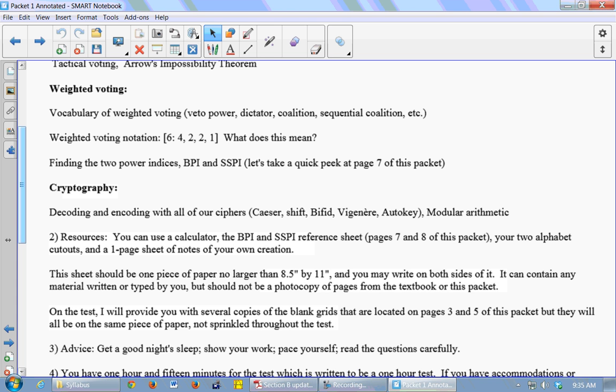Yeah, in this case, player 1 has veto power because 2 plus 2 plus 1, all the other 3 players together can't meet the quota. So the only way to get to 6 votes is to get player 1 on board, right? No matter what you want to do, you have to convince player 1. If they don't want it to happen, it won't happen. So we would say player 1 has veto power in this case.